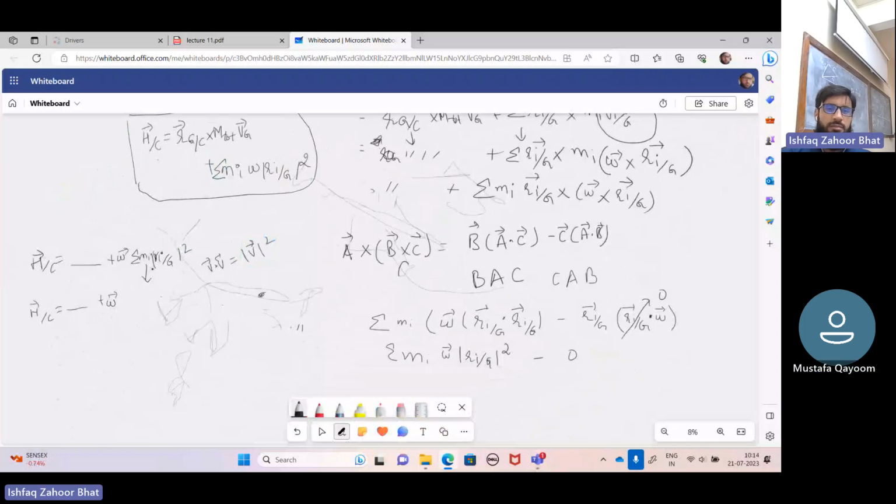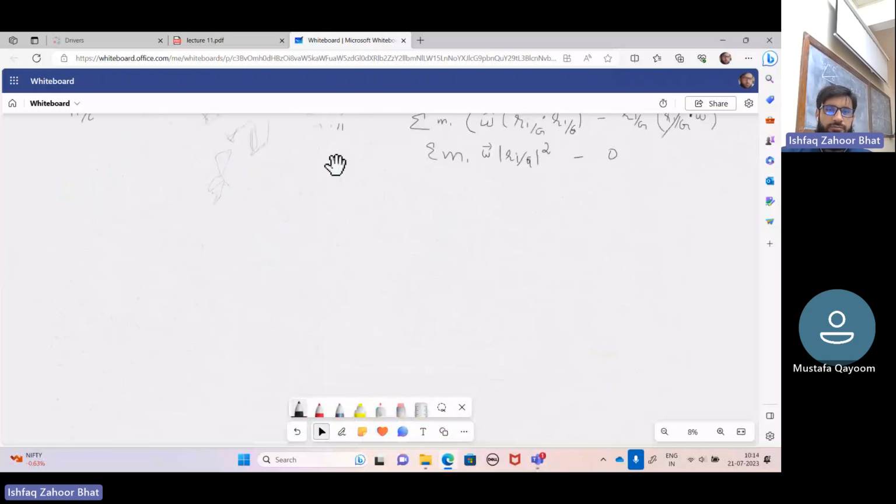So the summation of mi with respect to g squared is something which is constant, and this is known as the moment of inertia, I omega. Yes, this is known as the moment of inertia. Okay, so now we have finally got the equation. What is the equation?